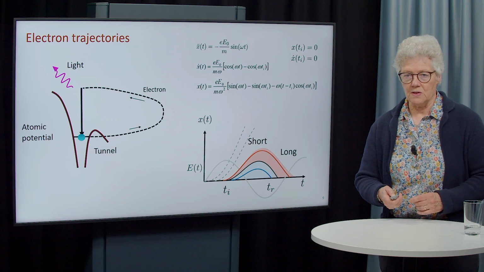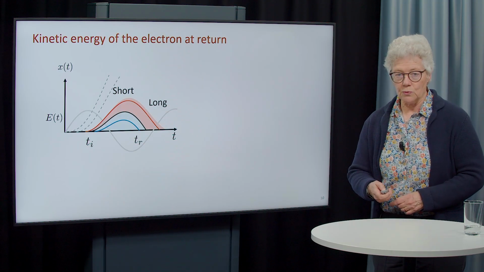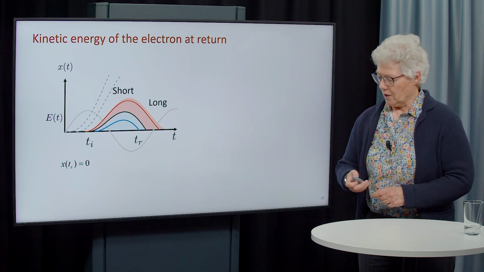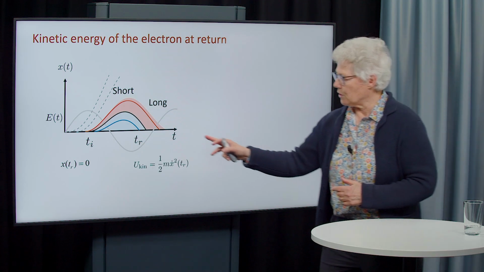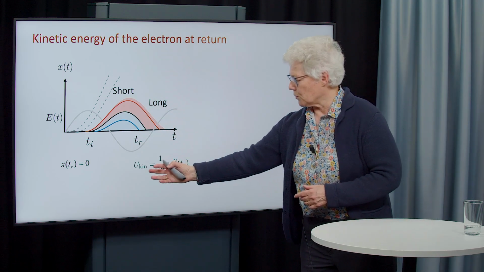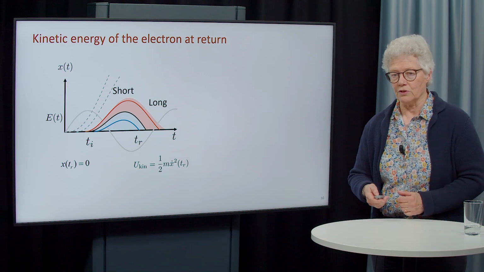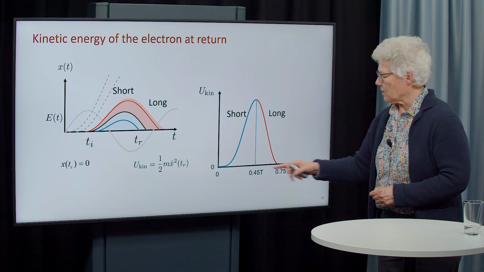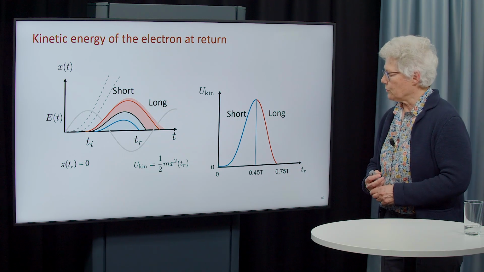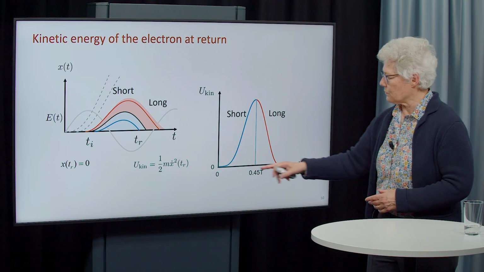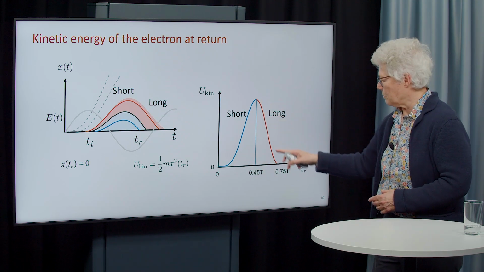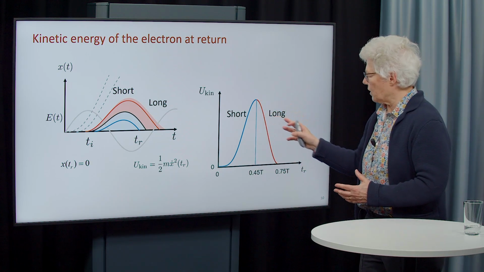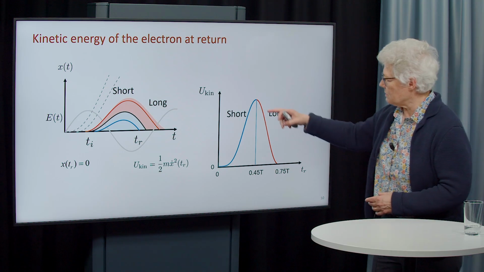So the next step in this calculation is to calculate the time of return of the trajectories and also the velocity of return of the trajectories. Therefore, we can now calculate the kinetic energies of the electron when they return. And we can then plot this kinetic energy as a function of the return time. And you find that this kinetic energy varies from 0 to a maximum and then back to 0. The blue part is the short trajectory and the red part, the long trajectories. And you see there is a maximum.